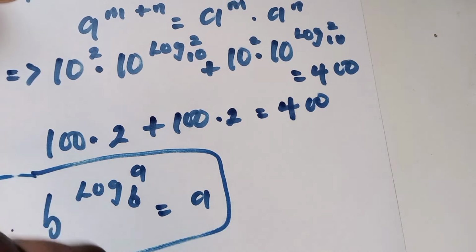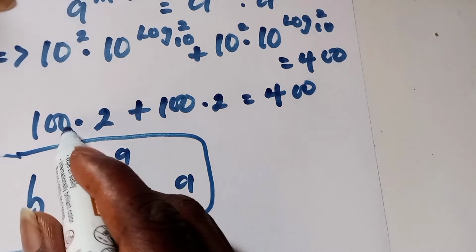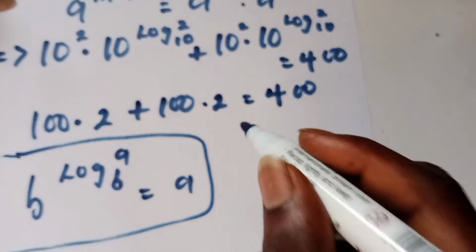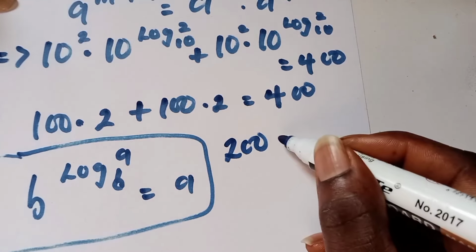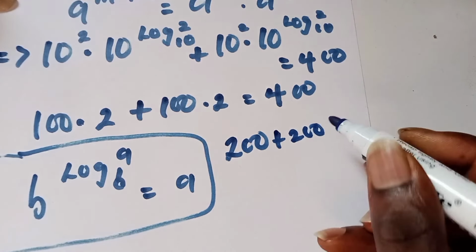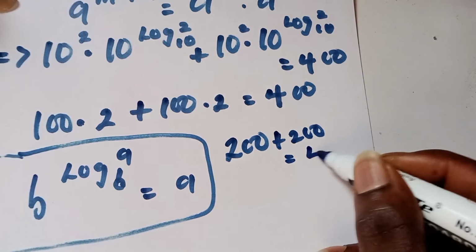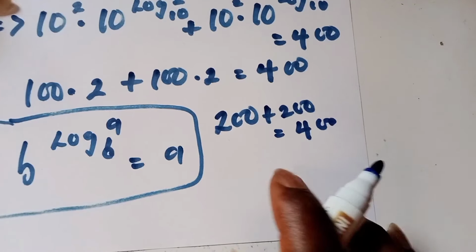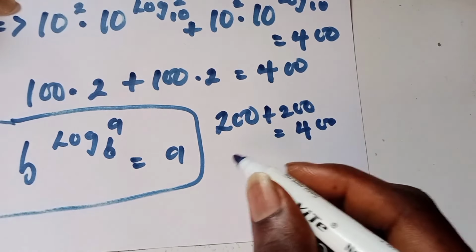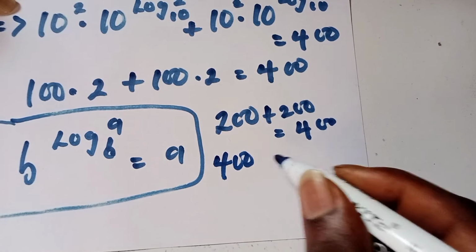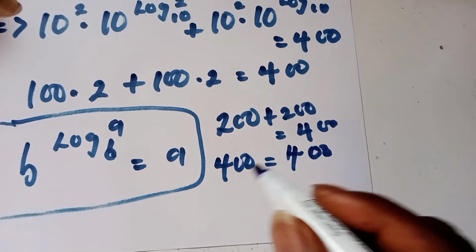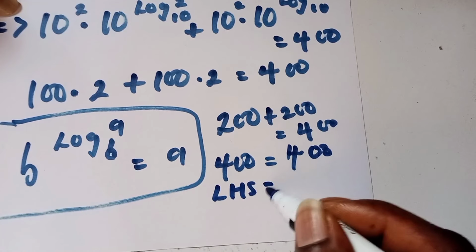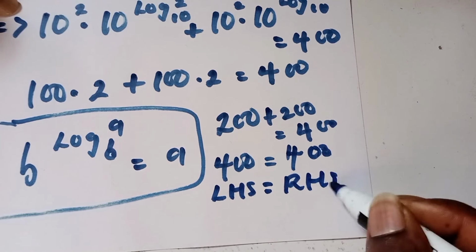Now 100 multiplying 2 is 200. The same thing here, plus 200 is equal to 400. Now 200 plus 200 is equal to 400. And now this means that our left hand side is equal to our right hand side, which proves that our solution for a satisfies the equation.